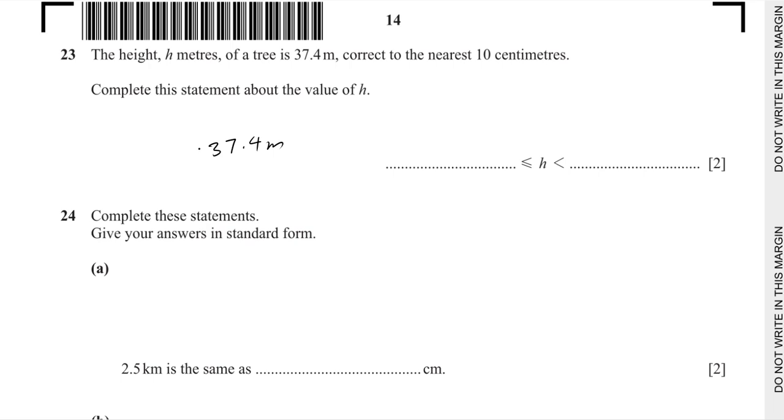So all we have to do is find the lower bound and upper bound of 37.4. So this is going to be 37.35, where we can round this one to 40, and this one is going to be 37.45, where we can round anything under 5 to 40. So our answer should be 37.35 and 37.45.